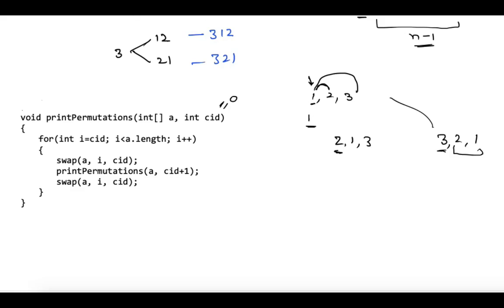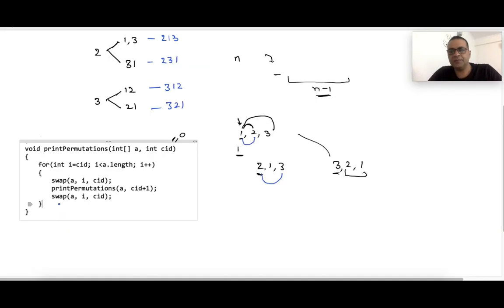because otherwise what will happen is that we will end up swapping 1 and 2, and then we will end up swapping 2 and 3. So after doing this, we should be done, right? So this is our recursion.